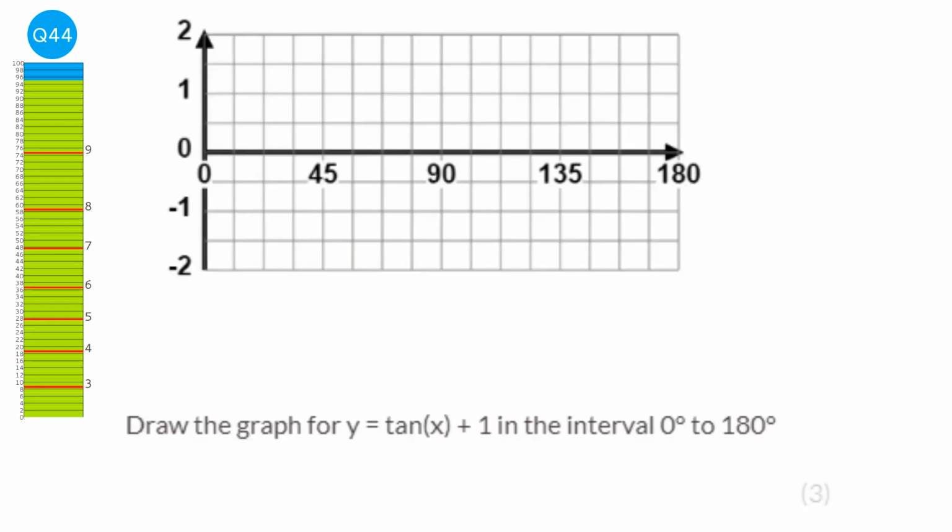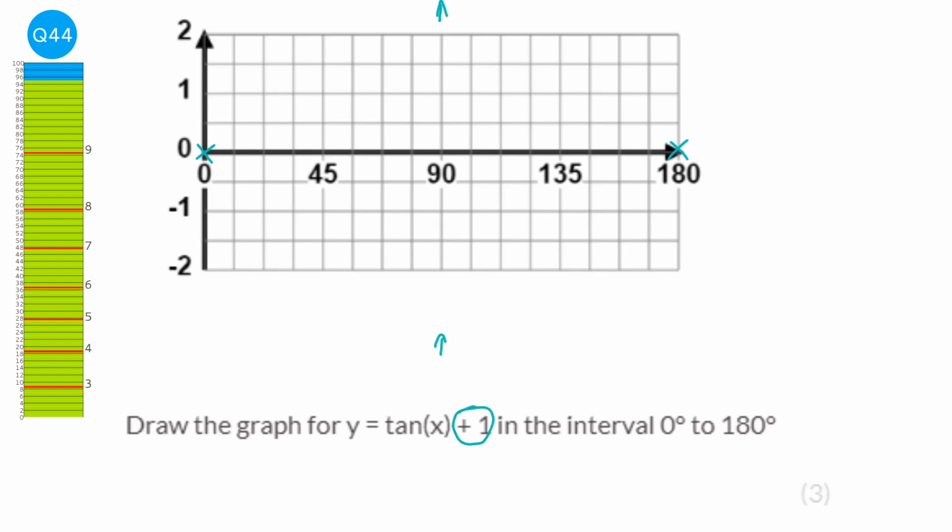So a tan graph, a normal tan graph, starts at 0, 0 and goes up to, I'm going to call it positive infinity. It's not quite right, but you get my point. It goes up very, very high there at 90 and then starts down here just after 90 and then goes to 0 at 180. But here we're told that we're going to add 1 to it.